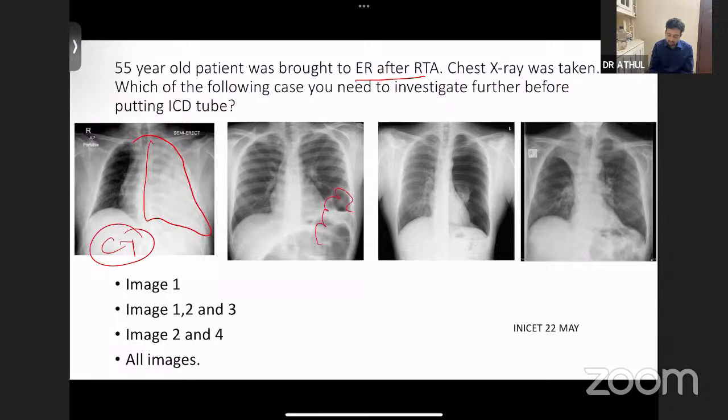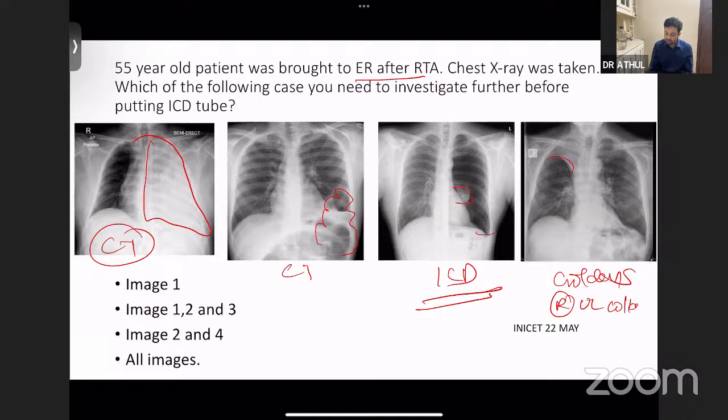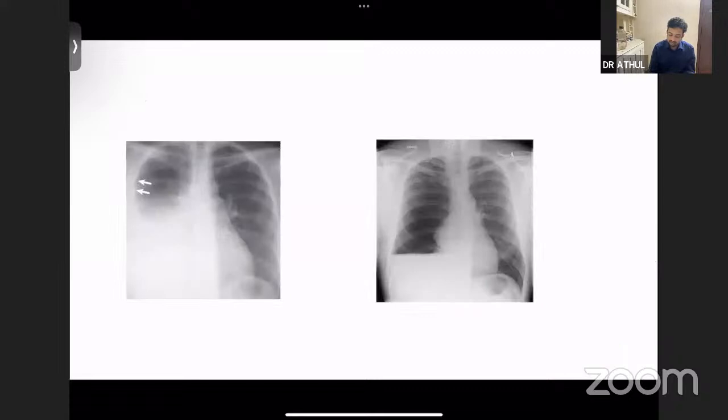Here you can see a few bowel loops going up, so it is a case of traumatic rupture of the diaphragm with herniation of bowel loops. You have to do a CT. But here you can see there is collapse of the lung and a classical pneumothorax. You can do an ICD directly. Here, this is the golden sign of right upper lobe collapse. So you have to do a CT and find the cause. Only in the pneumothorax case can you directly put the ICD, because all the other cases are due to some other pathology. This was a little tricky, lengthy question. You should know all the different types of X-rays, then only will you be able to make a diagnosis.